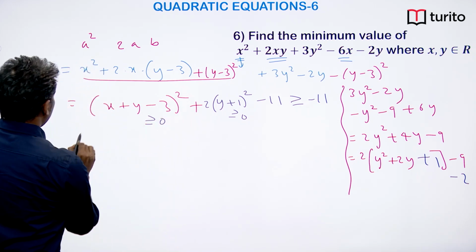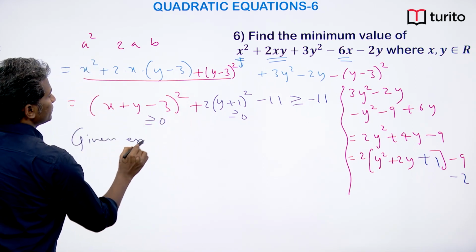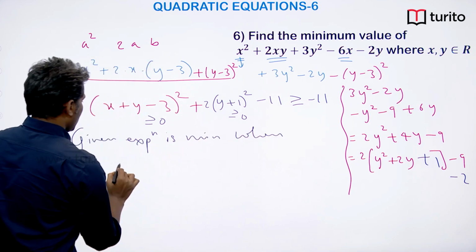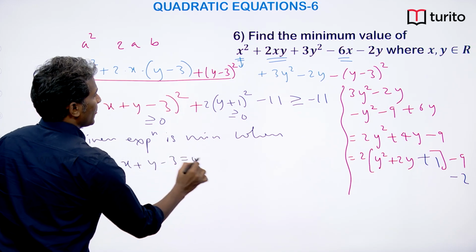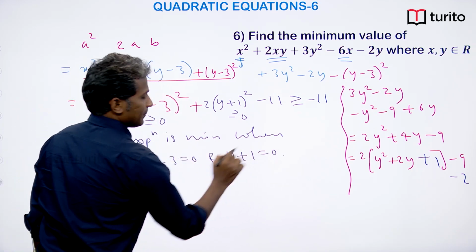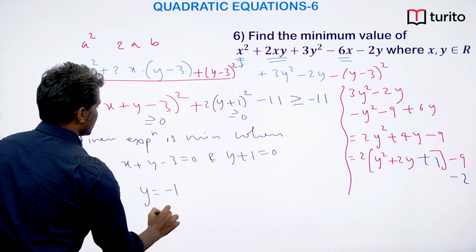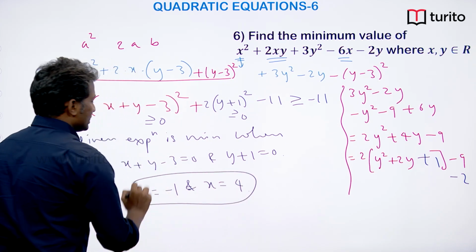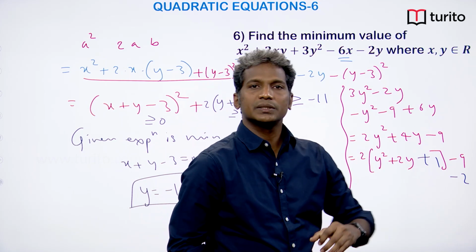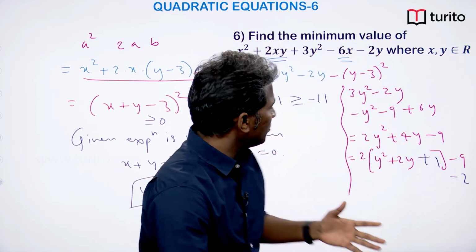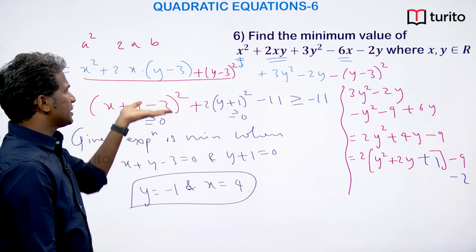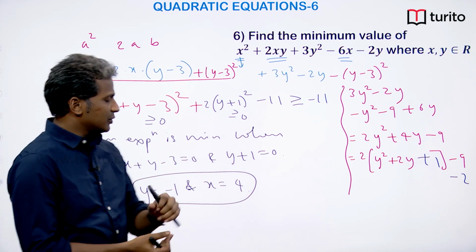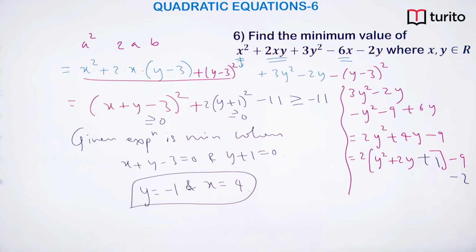Okay. So, we can say that the given expression is minimum when x plus y minus 3 is 0 and also y plus 1 is 0. So, this is possible when y is equal to minus 1 and x is equal to 4. So, these are the values for which this expression becomes minimum. What about maximum value? Because these are already non-negative terms, maximum value is infinity. Okay. So, this way we can solve this problem. Okay. So, I hope you have liked the solution. Come on, quickly take a snapshot.